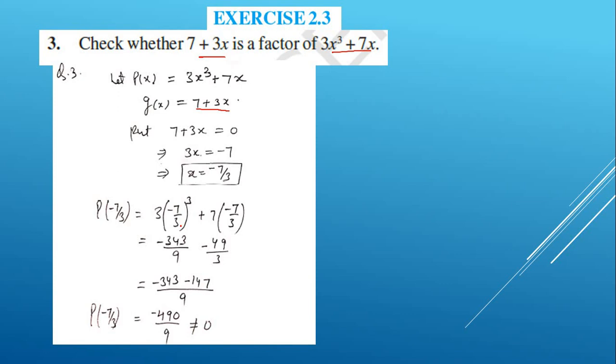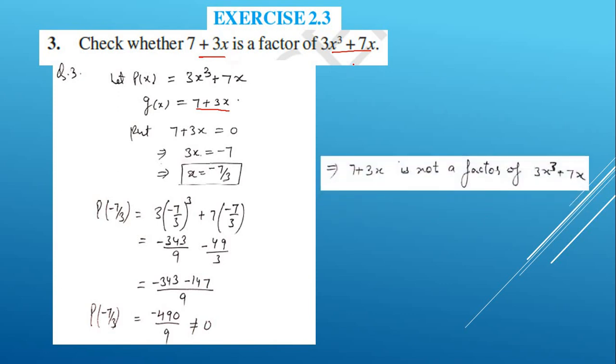3 cube, you can see what is 3 cube, 3 cube will be 27. This will get cancelled by 3, so it will come 9 here. 7 cube is 343, so minus 343 will come. Minus 7 into 7 will come 49 by 3. In this way, when we solve this, it will come minus 490 by 9, which is not equal to 0. It means we can say it is not a factor of the given polynomial. So in this way, you can understand the remainder theorem, and you can easily do the exercise 2.3.